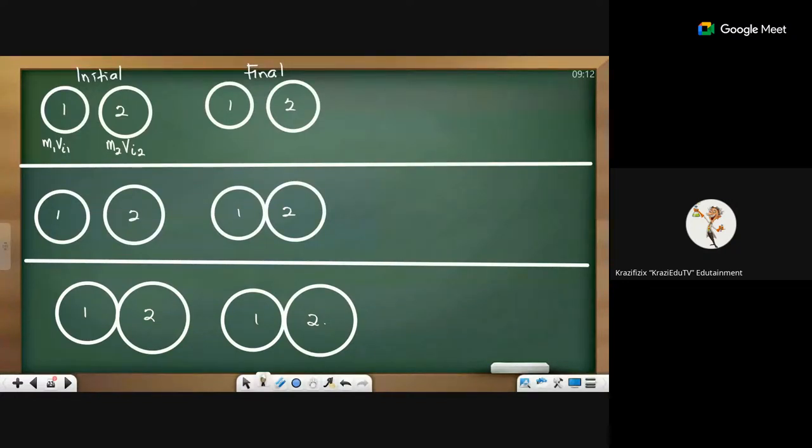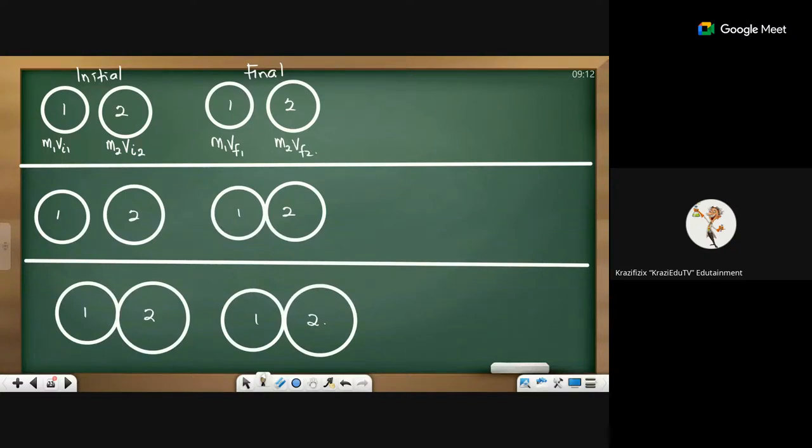Can somebody quickly type for me the final momentum of object one? What from our notations right now? You guys are the best. I see so many distinctions already. Great. So this one is going to be M1 VF1. It means you understand the notations now. What would this be? M2 VF2.